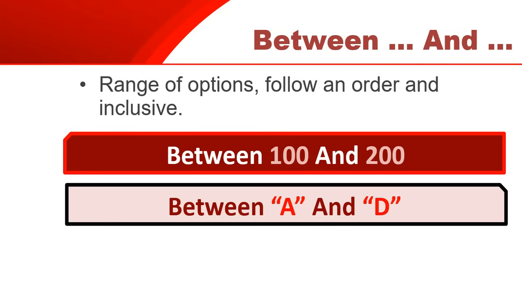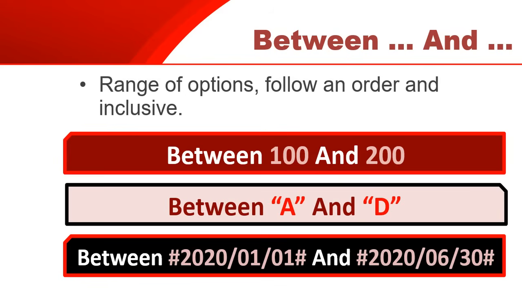And then if you are referring to dates, remember in our previous video we said that dates need to have hashtags around them. So you can say between one date and another date, and it would be inclusive of those two dates. In this example, if we were looking at 2020/01/01 and 2020/06/30, we're basically looking for all the values in the first 6 months of the year 2020. That's a range of options that follow a particular order, and it includes those options. So let's go do a couple of examples.